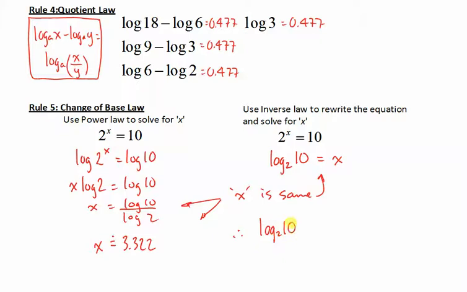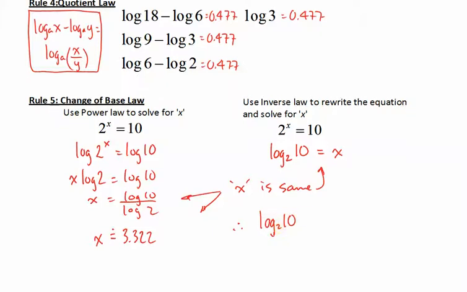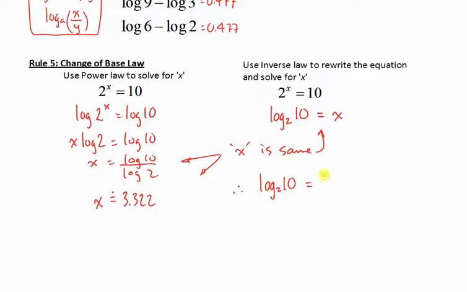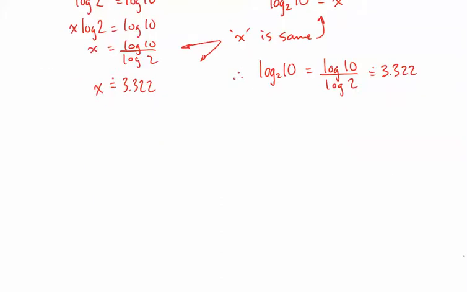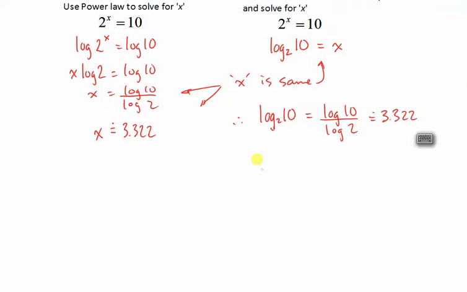Log base 2 of 10, if I have a base that's different than base 10, like base 2, can be rewritten as log 10 divided by log 2, which I had over here on the left, which in this case, coincidentally, happens to be 3.322, which isn't so much the point. What this tells us is that if I take that value of x and put it in place of the exponent, I've found an approximation of the exponent on a base of 2 that's equal to 10.